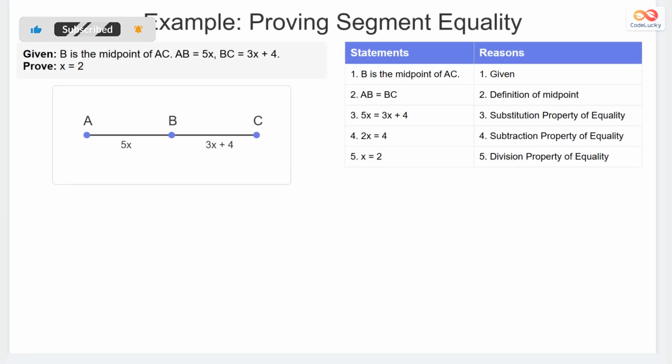Here is another example. We are given that B is the midpoint of segment AC, with segment AB equal to 5x and segment BC equal to 3x plus 4. We must prove that x equals 2.